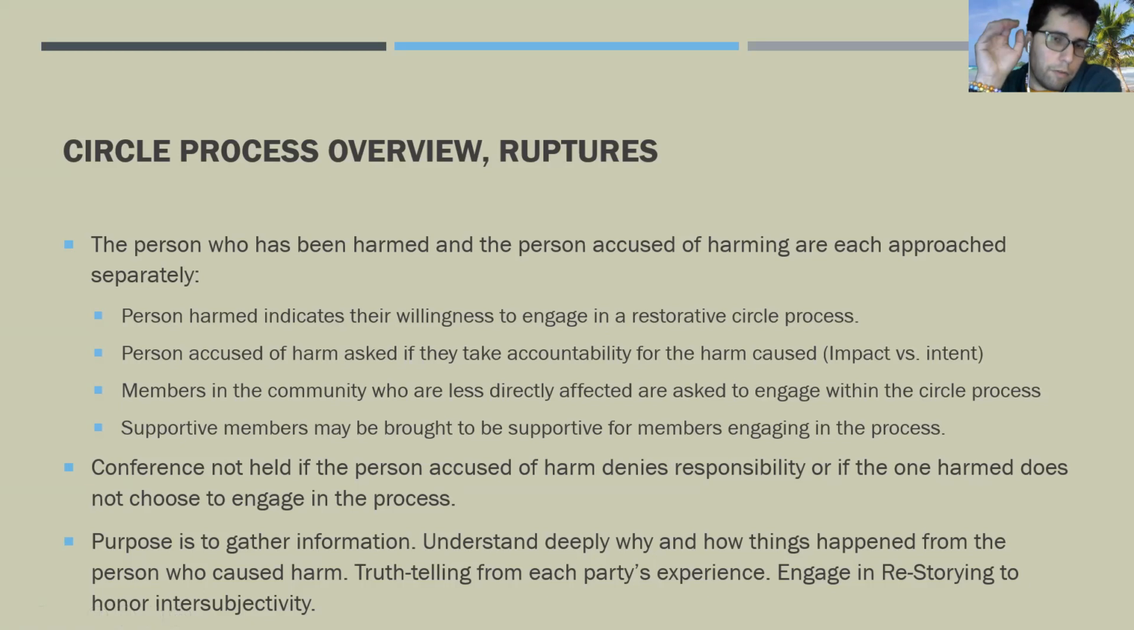So I wanted to give another overview of different circle processes with respect to ruptures that happen. If a person has been harmed, and a person is accused of harming them, then they tend to be approached separately, maybe by a third party at first. That could be an admin, or another staff member that has connections to them. But you want to speak to the person harmed and indicate their willingness to engage in a restorative circle process. And again, at the lowest level, the person who's been harmed is kind of the focus of how you want to be guided in this.